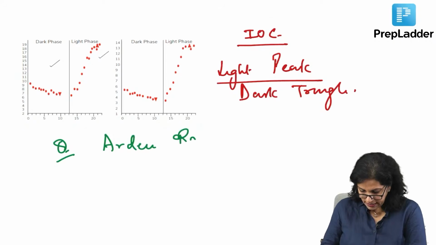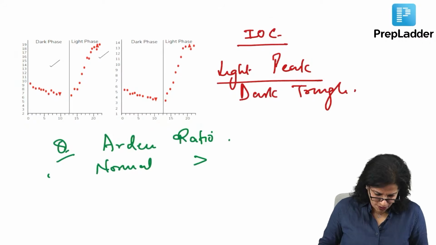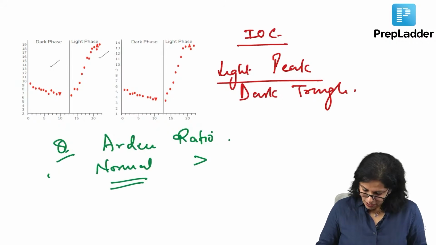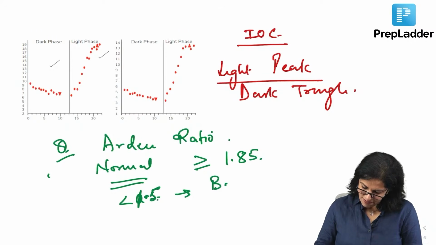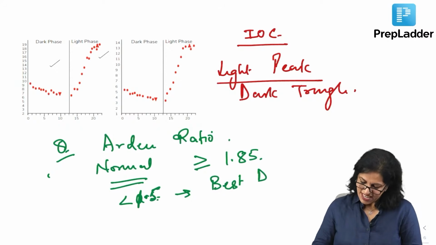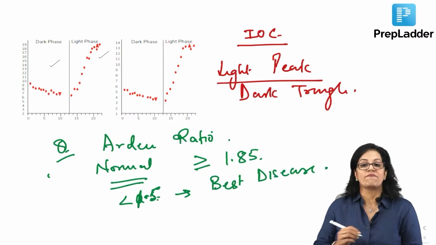These are all INICET questions only. Arden ratio, what is that, right? What is the normal ratio? Normal Arden ratio is 1.85. Anything less than 1.5 is what is seen in Best disease. Make this correction. So, this is Best disease.